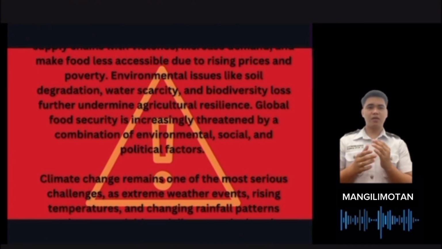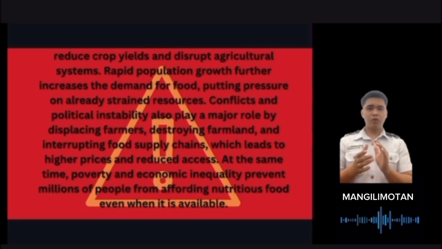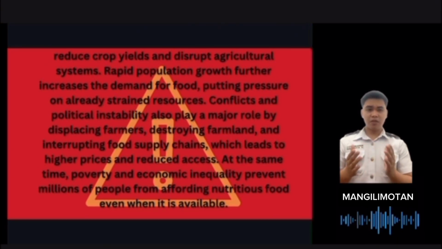Climate change remains one of the most serious challenges, as extreme weather events, rising temperatures, and changing rainfall patterns reduce crop yields and disrupt agricultural systems. Rapid population growth further increases the demand for food, putting pressure on already strained resources. Conflict and political instability also play a major role by displacing farmers, destroying farmlands, and interrupting food supply chains, which lead to higher prices and reduced access. At the same time, poverty and economic inequality prevent millions of people from affording nutritious food even when it is available.